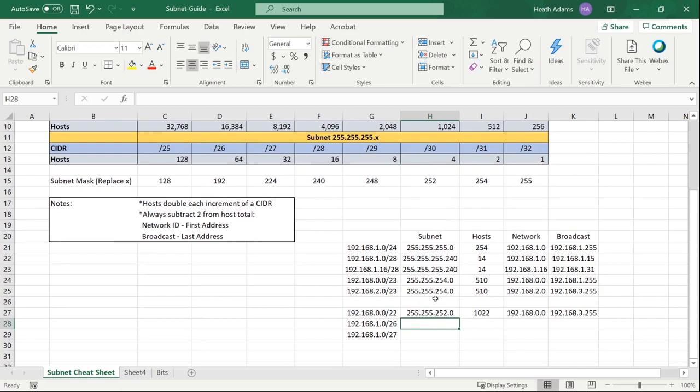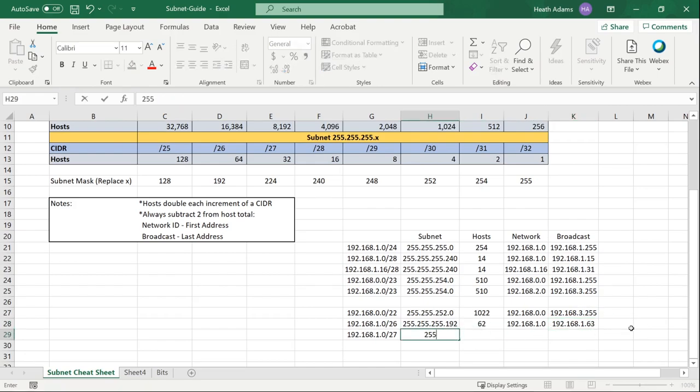Okay, so a /26, we've got a 255.255.255.192. Fill in the blanks, fill in the X's. 64 hosts, we got 62 in reality. And we're going to say 192.168.1.0 and 192.168.1.63. Again, if we wanted to create a second network, we could start here with a 64/26, and we would start with 64 as the network ID, and then 127 as the broadcast.